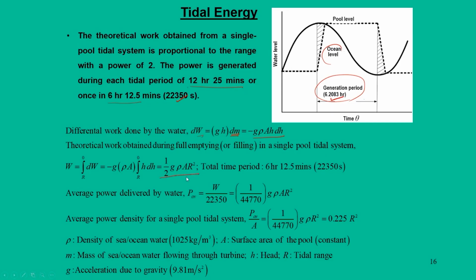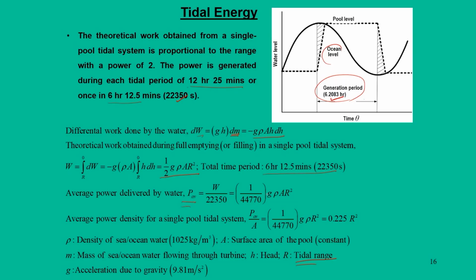R square, where all these things are known: area is known, rho is the density, g is the acceleration due to gravity, and R is the tidal range. Now we know the time period, which is 6 hours 12.5 minutes. So from this work and time we can calculate the average power.